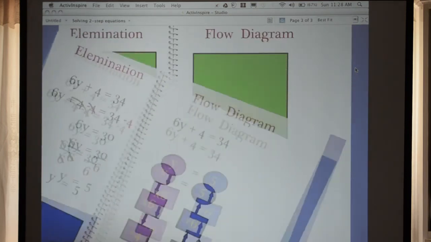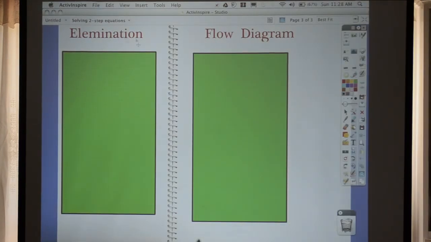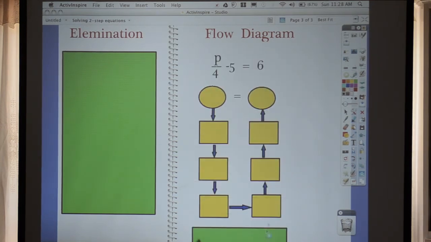Let's try another one. This time we will start off with our flow diagram. This is our equation. P divided by 4 minus 5 equals 6. What do we start off with? The unknown, which is P. So we write that in our first box. Divided by 4. Then we take away 5, and the result is 6.